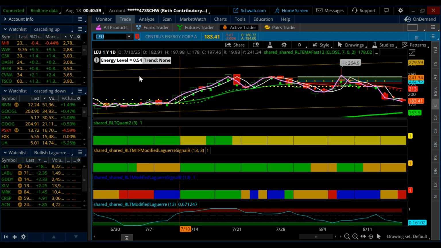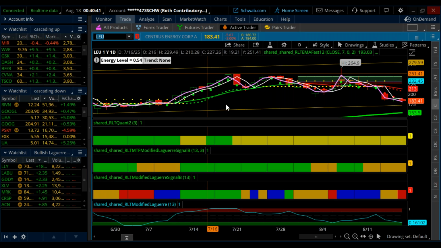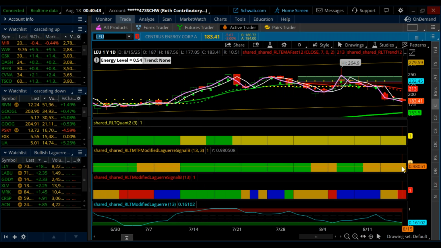All right, I don't put the 100 and 200 and everything on here because there's too many lines. This is what I'm interested in, to know if institutions are in the trade. This tells me whether institutions are in the trade or not right here. Okay, so that's really important.